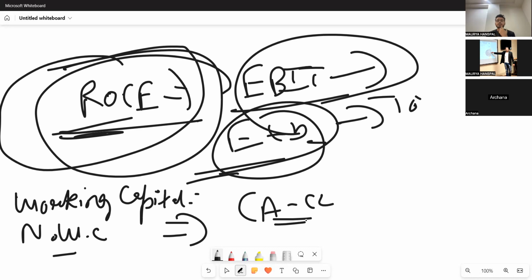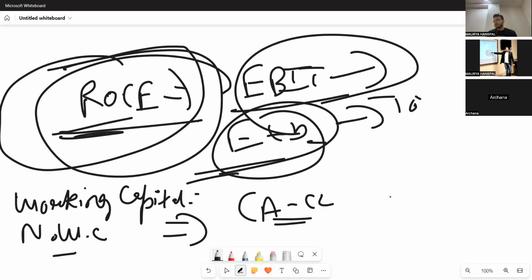The total of all the current assets in the balance sheet of the company, subtracting the total of all the current liabilities in the balance sheet of the company. And the difference between the current assets and the current liabilities gives us the net working capital. So that is the one scenario that we have.